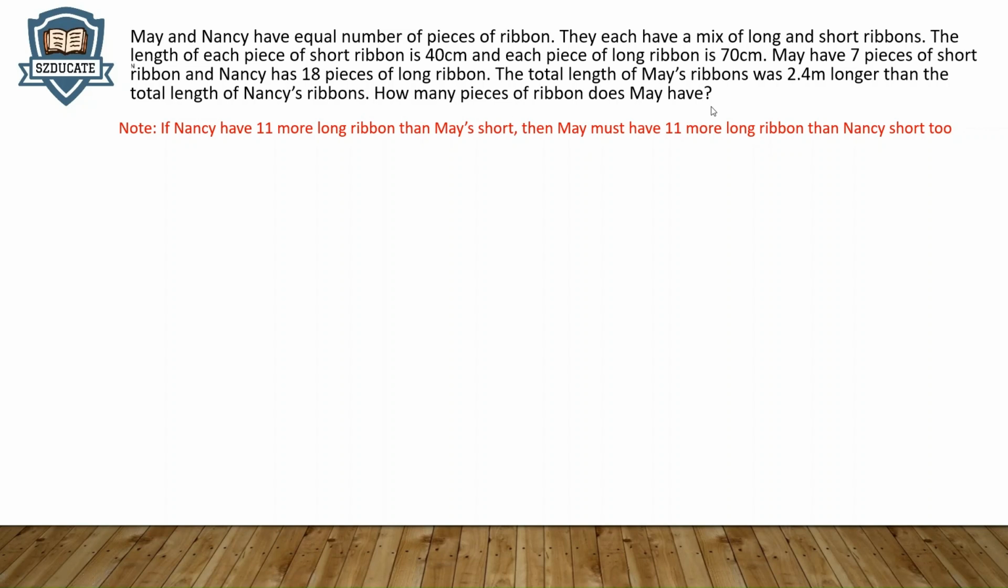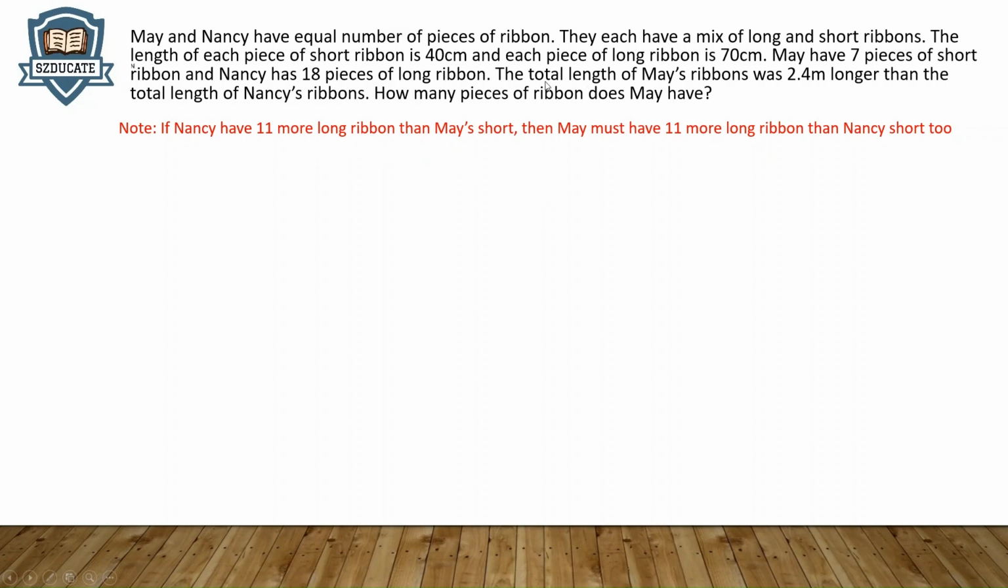Okay, important to note here something that is not written in the question, but it's also not an assumption. It's something that if you know, it will help you in the question. If not, you will have a hard time. So let's look at it now. Based on the words equal number of pieces of ribbon, if Nancy has 11 more long ribbons than May's short ribbons, then correspondingly, because they have an equal number of pieces of ribbon, May will have 11 more long ribbons than Nancy's short ribbons too.